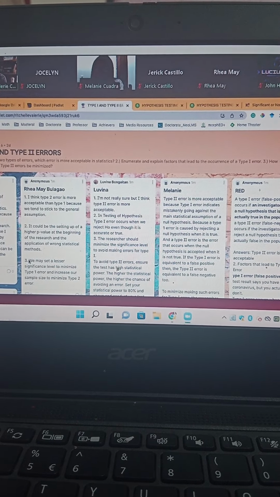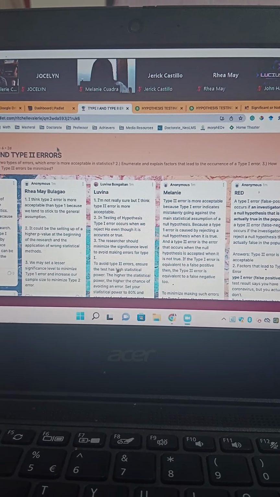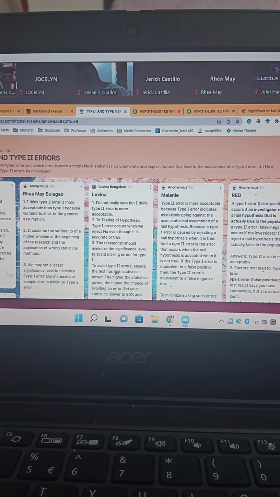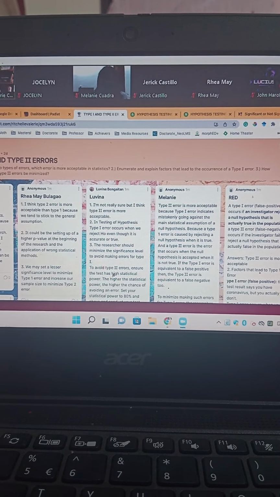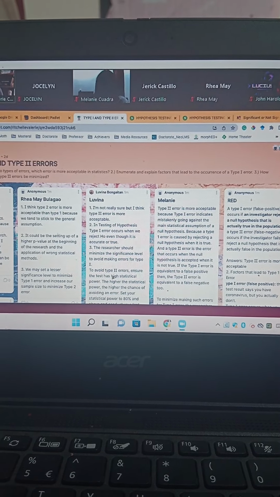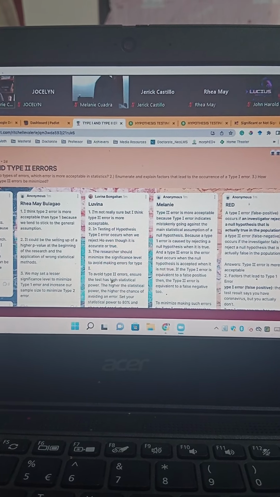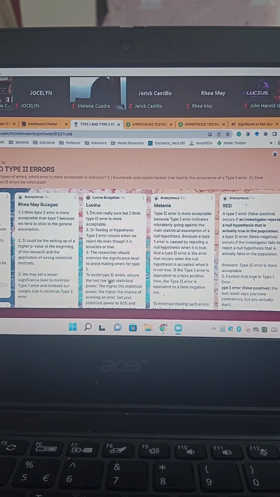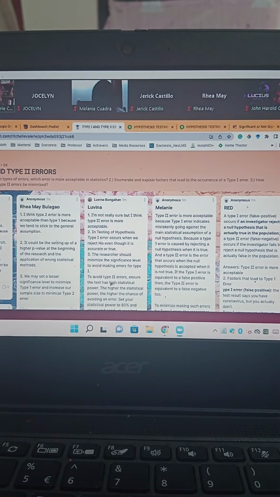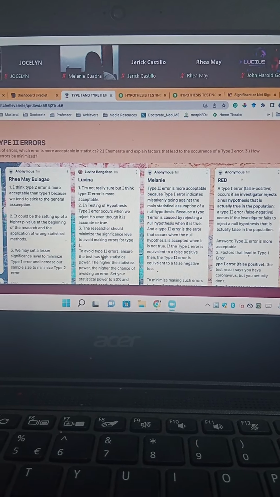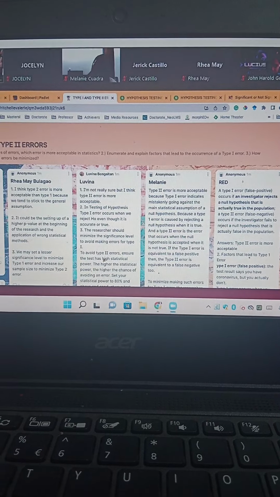Now, for the third question here, it says, how can type 1 and type 2 errors be minimized? For type 1 error, you also mentioned here in some of the answers, we can minimize it by decreasing the significance level, but you cannot minimize type 1 and type 2 errors at the same time, because type 1 and type 2 errors are connected with each other. If you minimize the type 1, you increase the type 2. If you minimize the type 2, you increase the type 1 error. So that is the relationship between type 1 and type 2 errors.